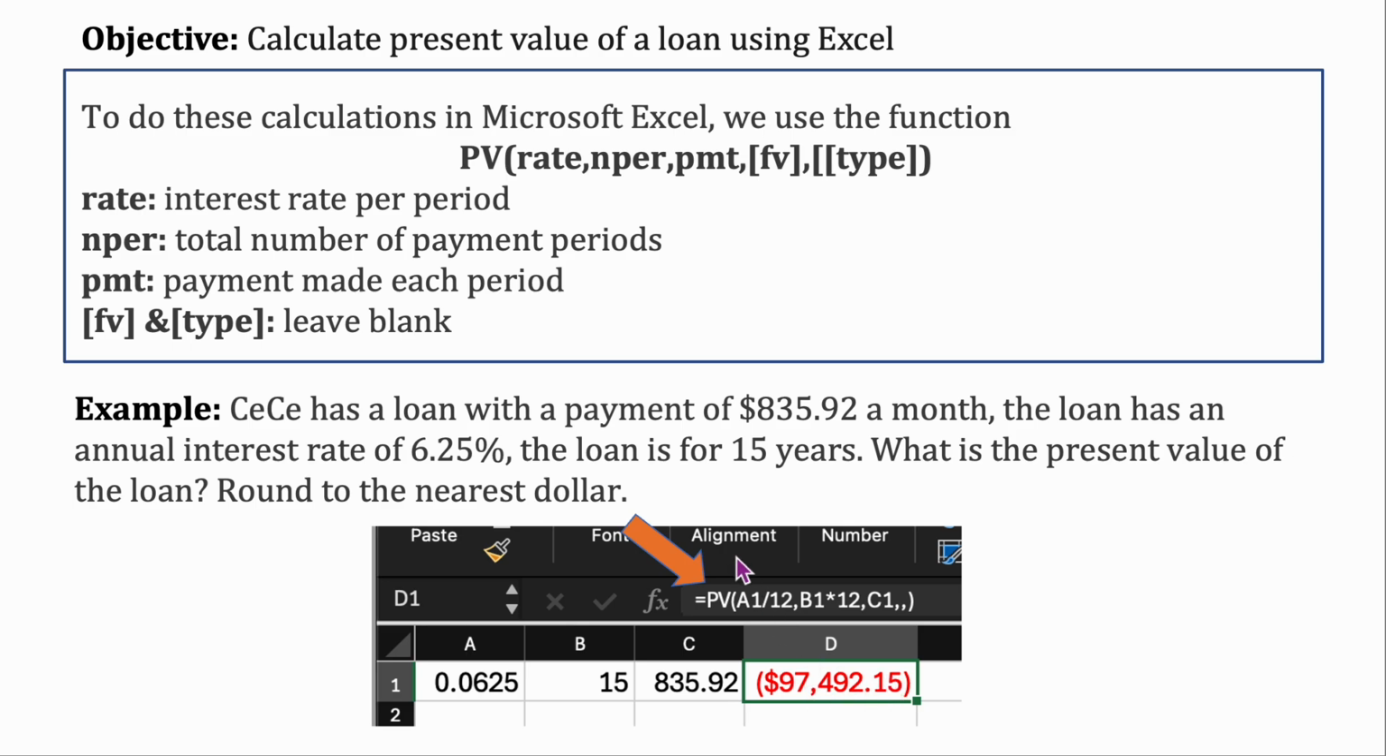Now, remember to read your instructions. If they said to round to the nearest cent, this is what we would get. Or if they said to the nearest penny, that's what we would get. But they did say that we wanted to round this figure to the nearest dollar. So make sure that you do that. And our final answer would be $97,492. So that is a little bit about how we calculate present value of a loan using Excel.